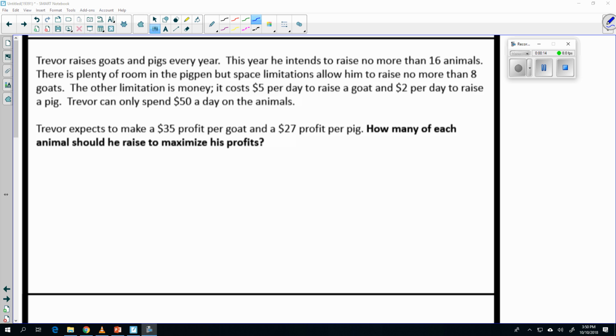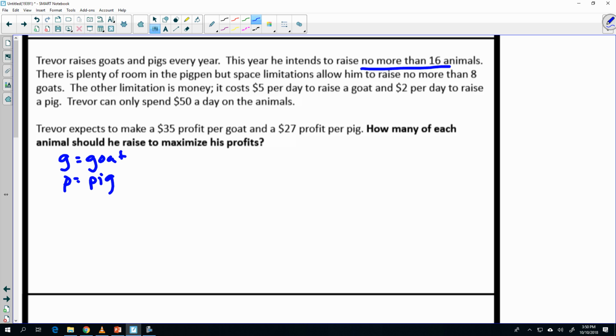This year he intends to raise no more than 16, so I need some variables. So I'm going to assign G to be goat, P to be pig. He can raise no more than 16 animals. So my goats plus my pigs have to be less than or equal to 16. That is my first constraint. I'm constrained by the number of animals that I can raise.